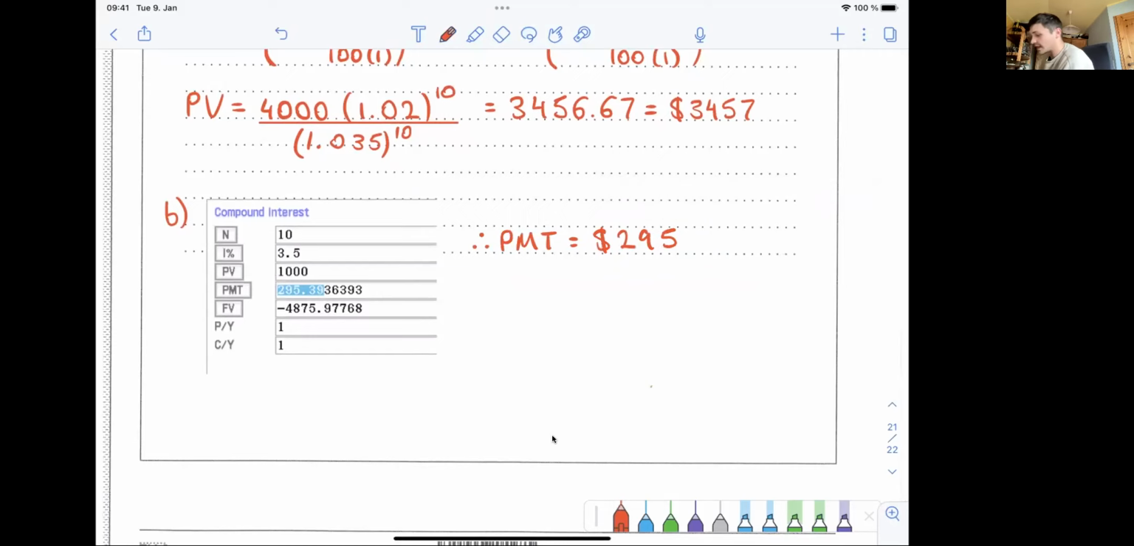Okay, there we go. And I didn't talk about these here, but P/Y is payments per year, so that's one. And C/Y is the compounding periods per year. Both of them stayed as one.